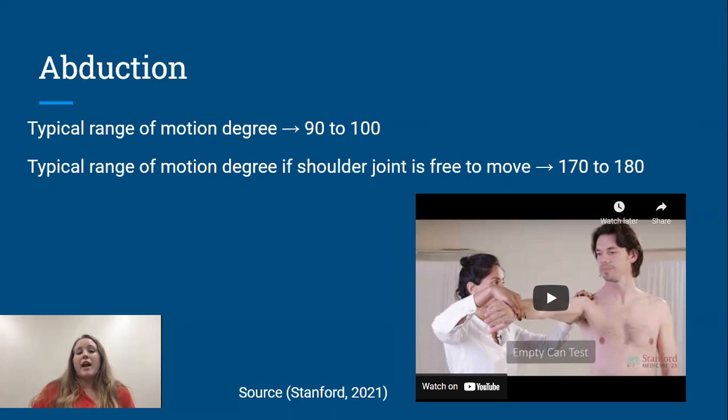The typical degrees for abduction, if the shoulder girdle is prevented from moving, would be around 90 to 100. And the typical range of motion, if the shoulder joint is free to move, would be around 170 to 180.